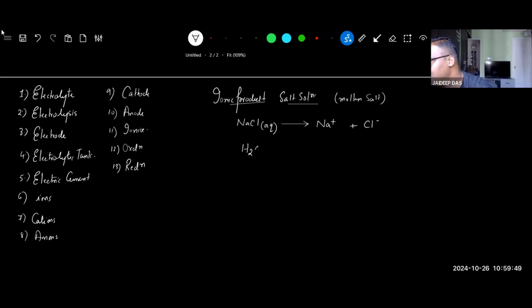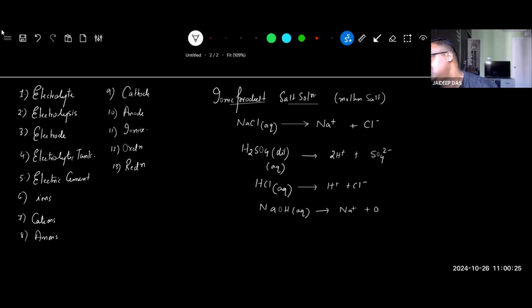Similarly, if you take an acid called H2SO4, not concentrated, but dilute. Why dilute? Because in dilution it will be in aqueous mode. Water has to be present. Then it will split up into 2H+, that means you're getting two positive charges, so you should have two negative charges on the sulfate ion so that it neutralizes. If you have an acid like HCl and you make it dilute, then it becomes H+ plus Cl-, and if you have a base like sodium hydroxide, again it should be dissolved in water, it will ionize to sodium ions plus hydroxide ions. This is known as ionization.